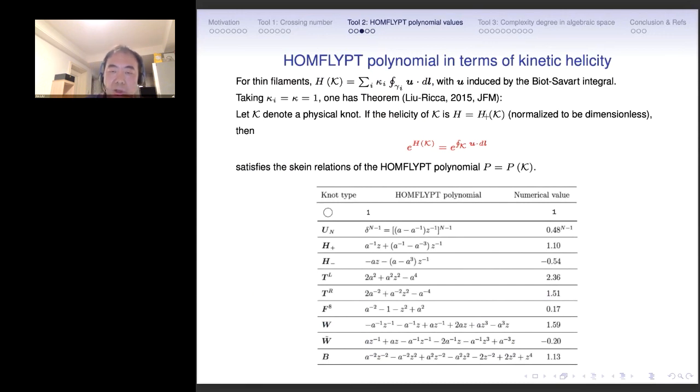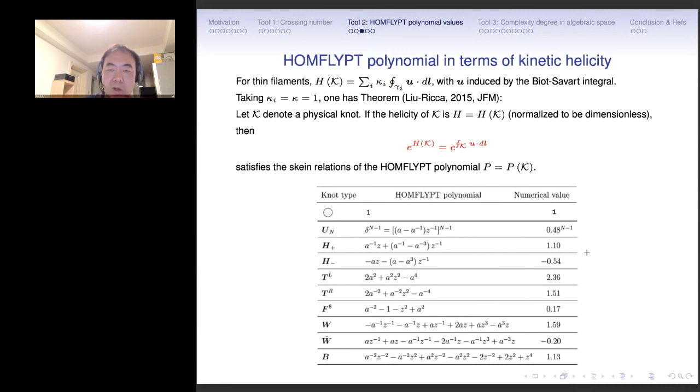I want to give an explanation as a Taylor expansion. Let's consider the Taylor expansion of the right-hand side. The first term in the Taylor expansion is a pure H, which reproduces the original H. But the second term will have two Lie integrals, which means the intersection between two filaments. Then we will have even higher terms, third order terms, fourth order terms, and so on. They all contain intersections, interactions between strands of filaments.